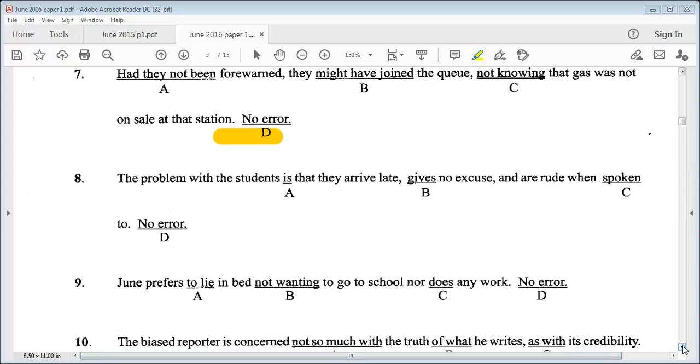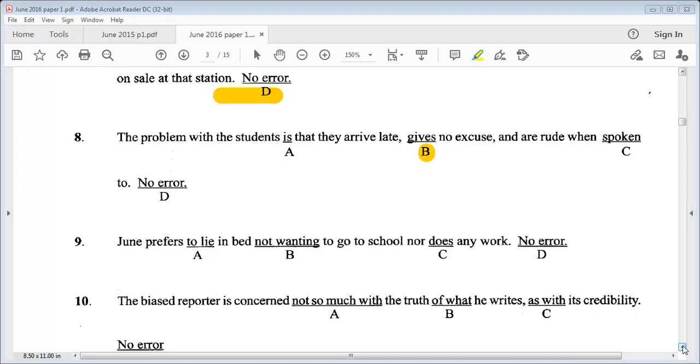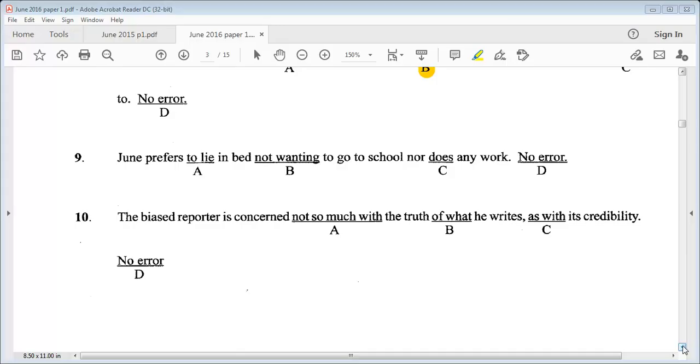Let's go on to number 8. The problem with the students is that they arrive late, gives no excuse, and are rude when spoken to. So we're looking at students, that is correct, but this is where the problem lies. Give. So instead of gives, the students give. So B would be your answer. So give would be the correct word to complete that sentence.